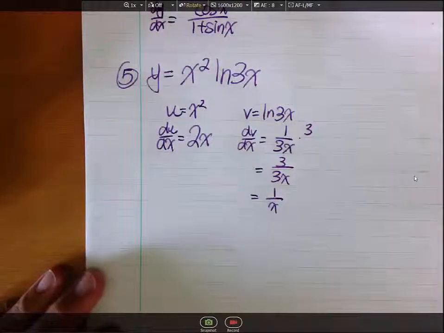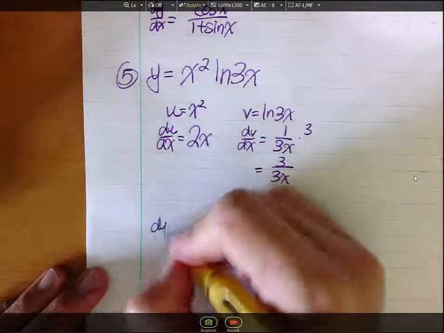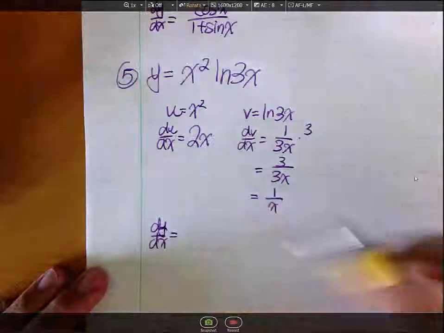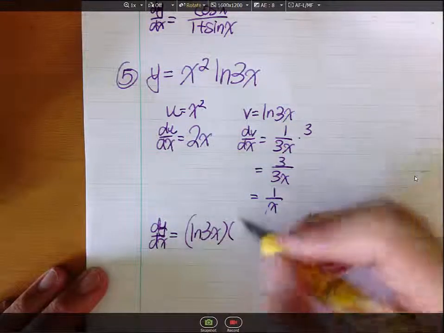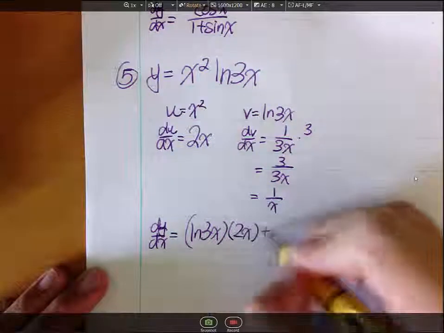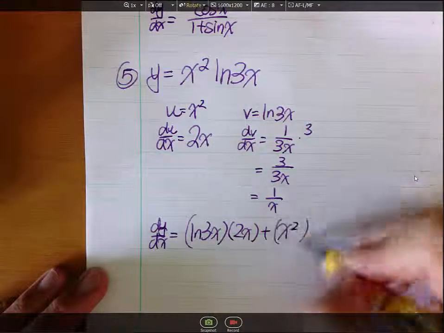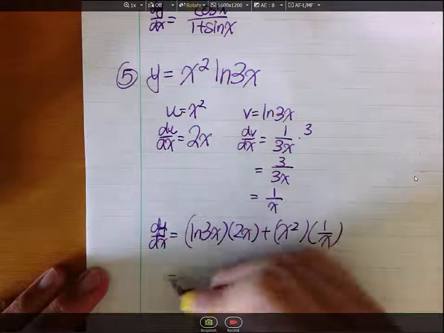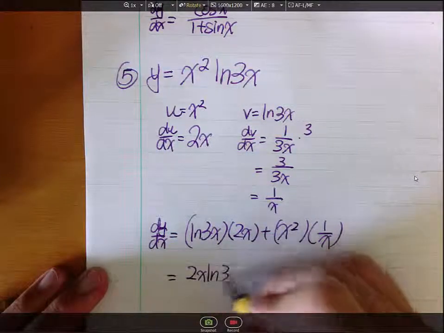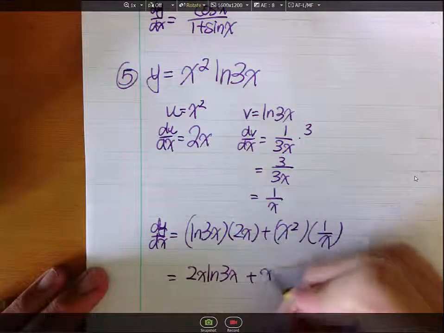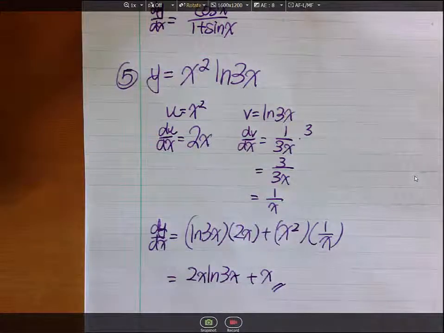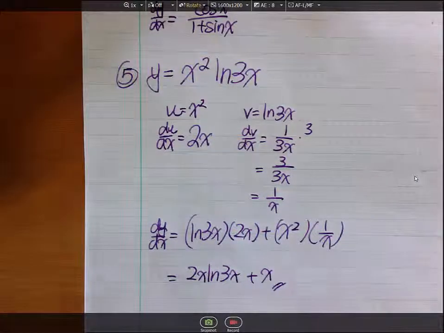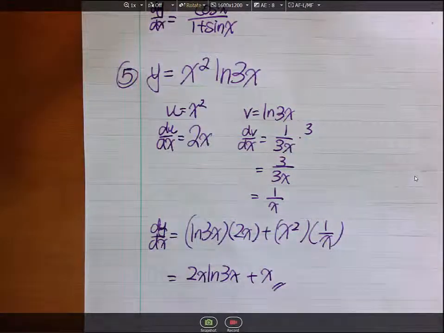Therefore, dy/dx equals v times du/dx plus u times dv/dx, and I am done with this chapter 17.3, and this should be enough for you to do your problems. Thank you for watching.